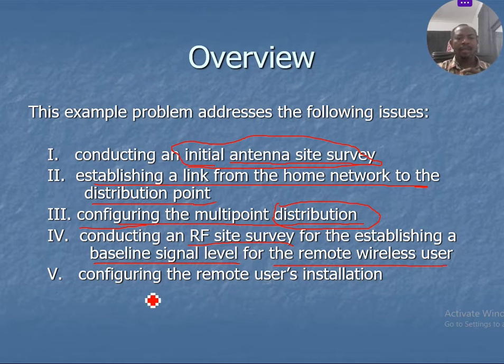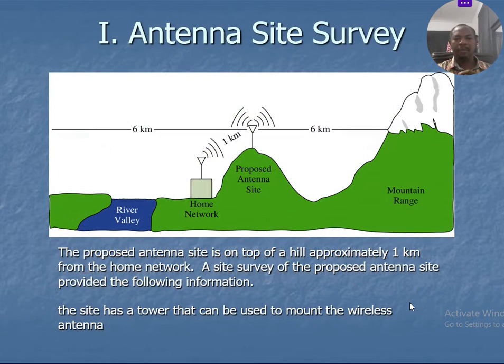Then the last part we'll be looking at in this section of this chapter is the method of configuring the remote user installations. How we're going to install the network for the users, point to point, in the home buildings. Now let's move on to the next section.